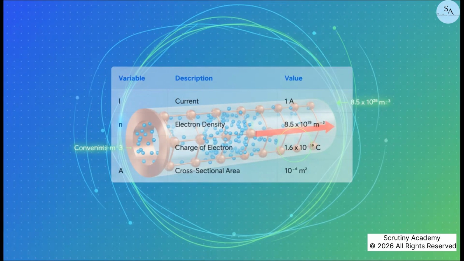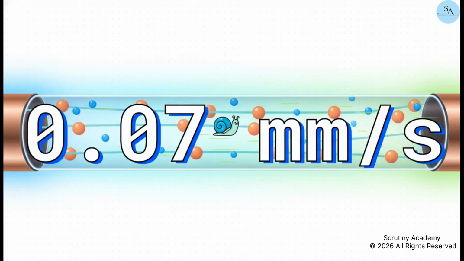Okay, so here's the setup. We're going to calculate the drift speed for a totally normal copper wire. It's carrying a current of 1 amp, and we're just going to use the standard, well-known values for how dense the electrons are in copper, the charge of one electron, and the wire's cross-sectional area. So we rearrange our formula a little bit to solve for drift speed, plug in all those numbers, run the calculation, and get this. The average speed of an electron is just 0.07 millimeters per second. That's not just slow, that is ridiculously, unbelievably slow.